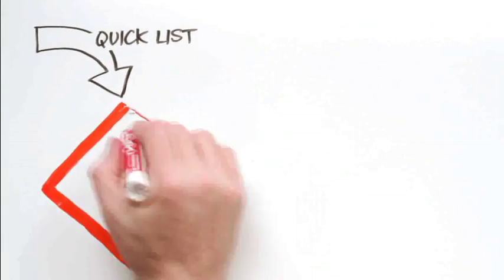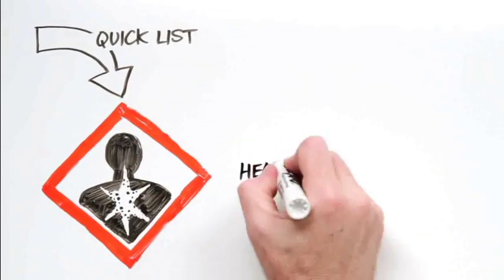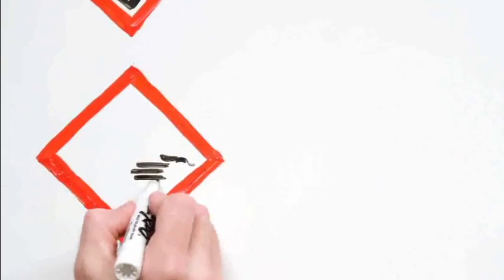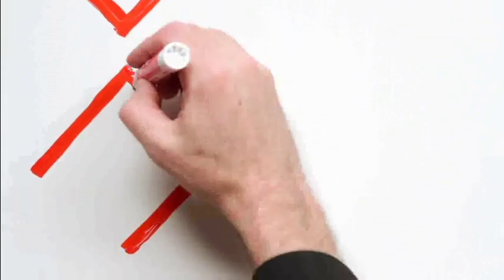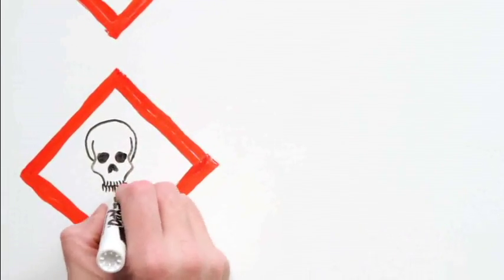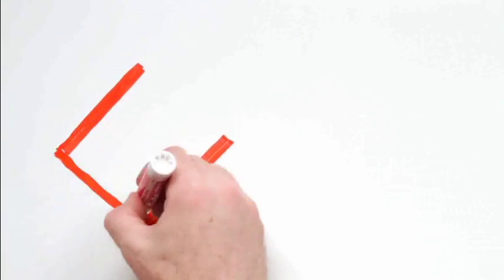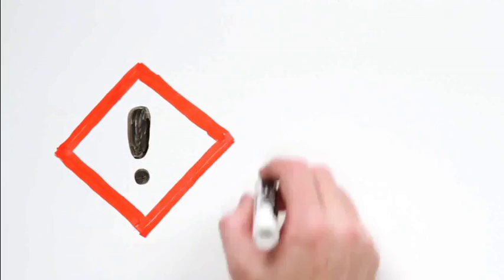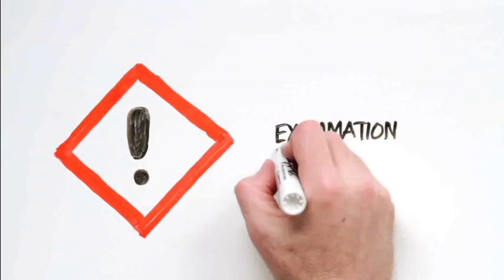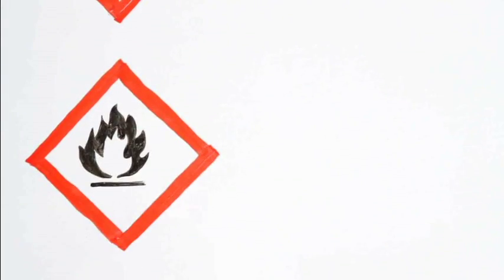The health pictogram indicates hazards to your health like internal organ damage, cancer, or genetic defects. Corrosion indicates severe skin burns or eye damage. Skull and crossbones means the material is fatal or toxic if swallowed, inhaled, or in contact with skin. The exclamation mark indicates the material causes skin, eye, or respiratory irritation, or is harmful if swallowed, inhaled, or in contact with skin. The flame indicates the material is a fire hazard.